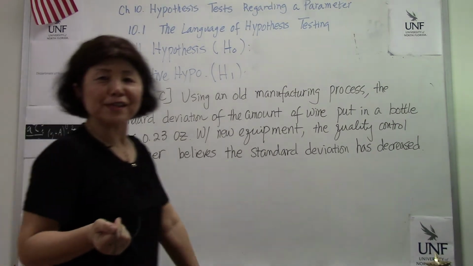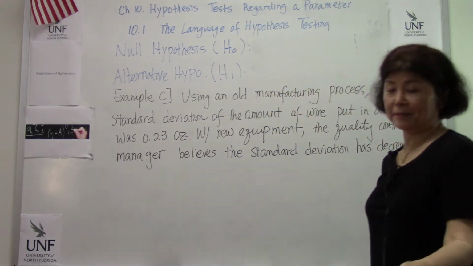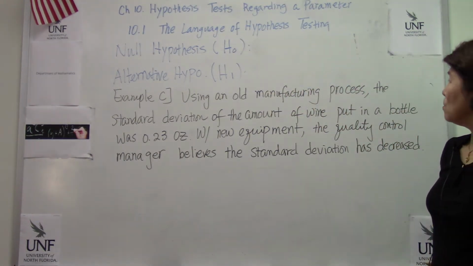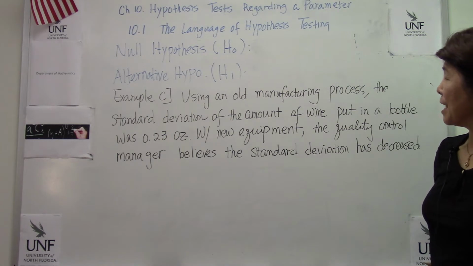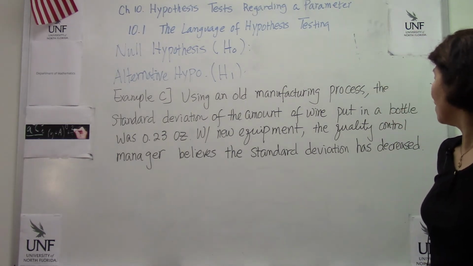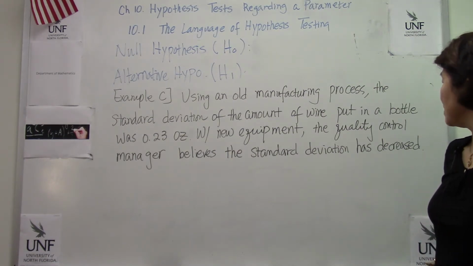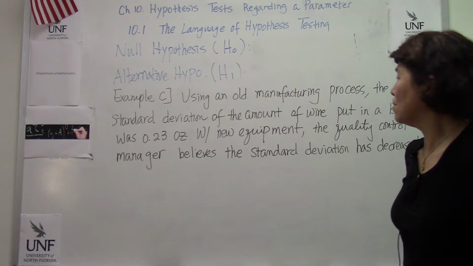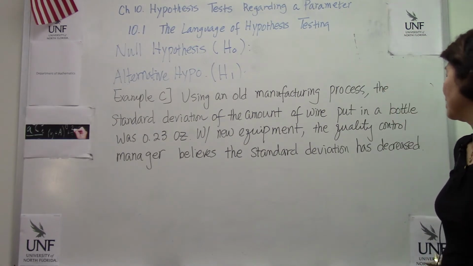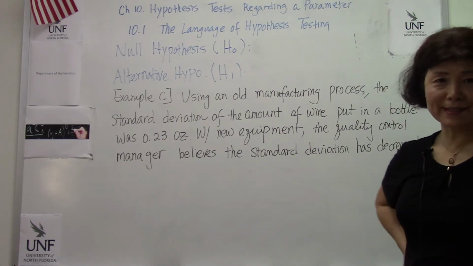Okay, let's continue with example C over here. Using an old manufacturing process, the standard deviation of the amount of wine put in a bottle was 0.23 ounces. With new equipment, the quality control manager believes the standard deviation has decreased.